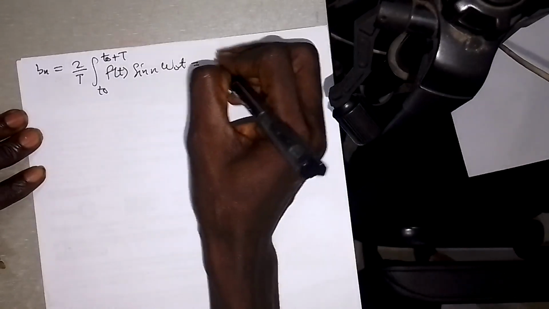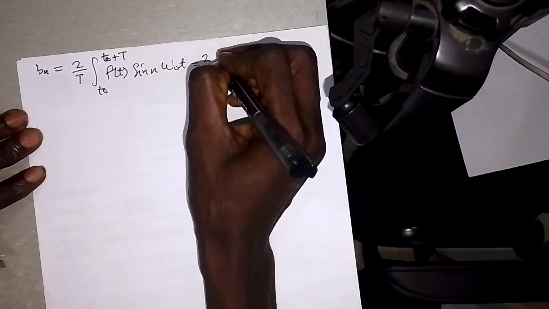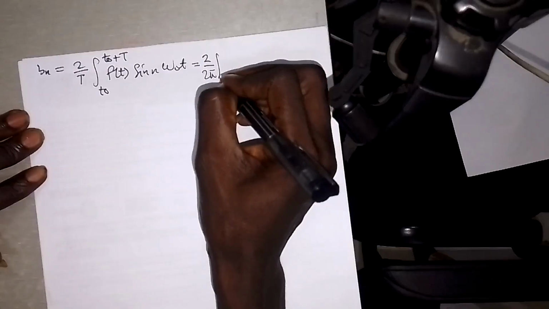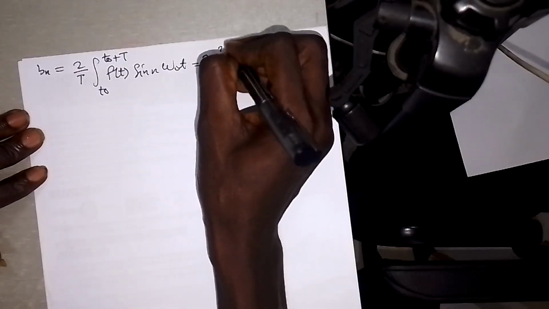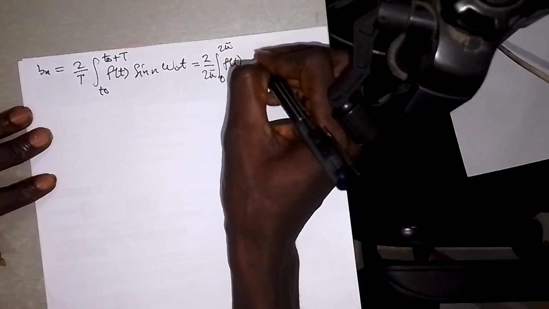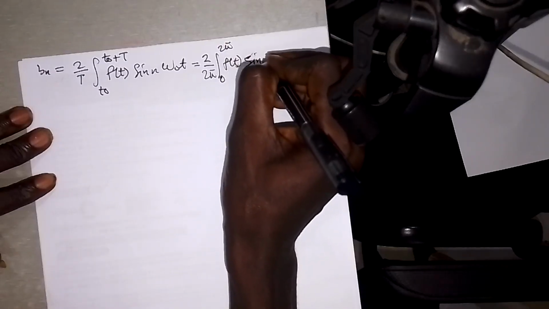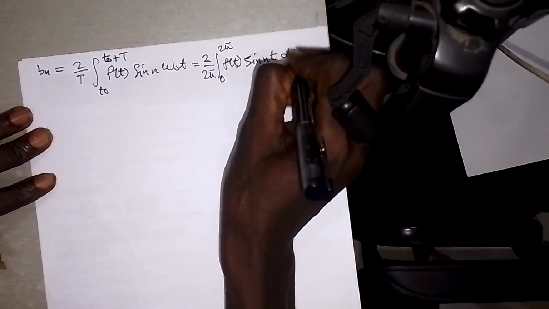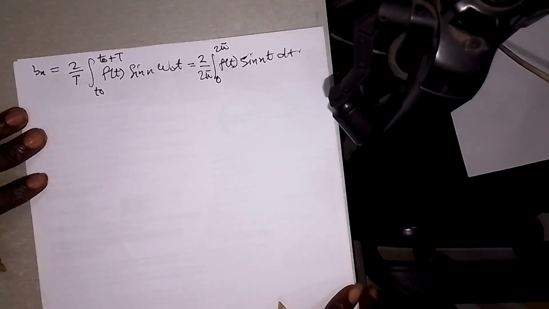which is equals to 2 over the period, which is 2 pi, into the integral from 0 to 2 pi of f of t sine n omega naught t, where omega naught is 1, so sine nt dt. Okay, so that is what we have here.